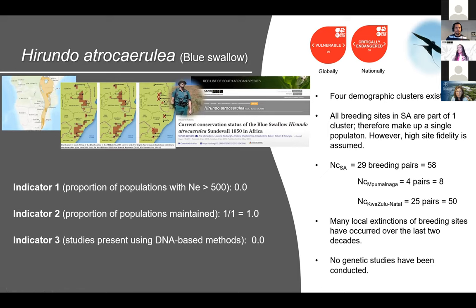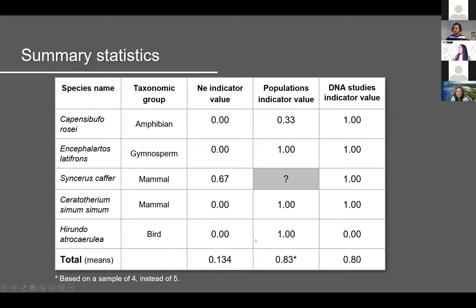There have been many local extinctions within the populations, but it's still considered to be one unit, one population. And unfortunately, there have not been any genetic studies conducted. So the scores are zero for indicator one, one for indicator two, and zero for indicator three. When we put them all together, the national indicator value for indicator one is 0.13, for indicator two 0.83, and for indicator three 0.8.